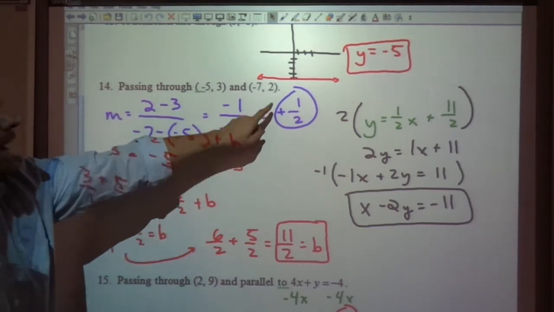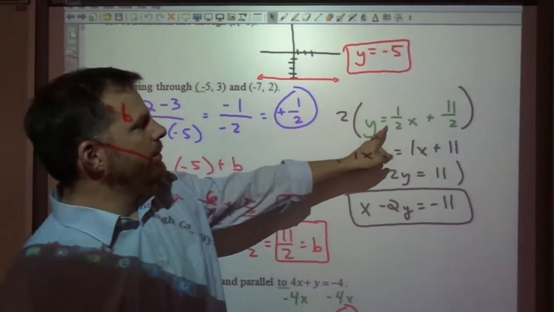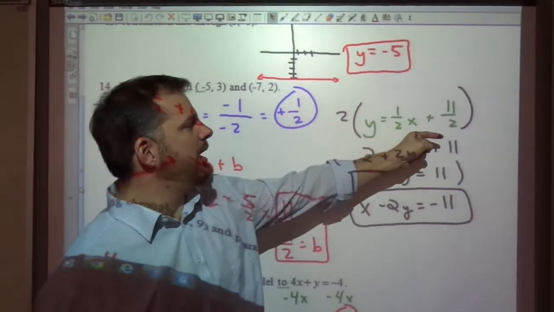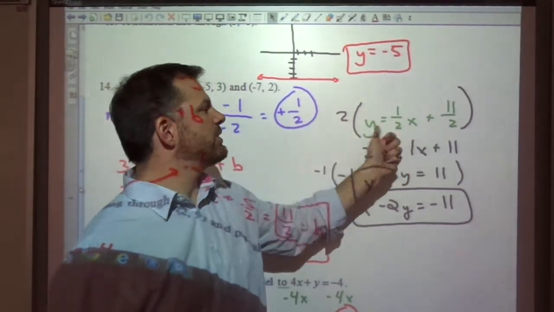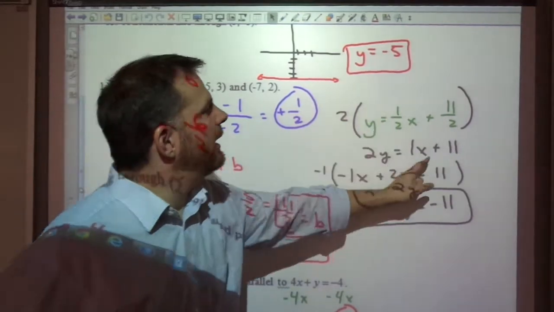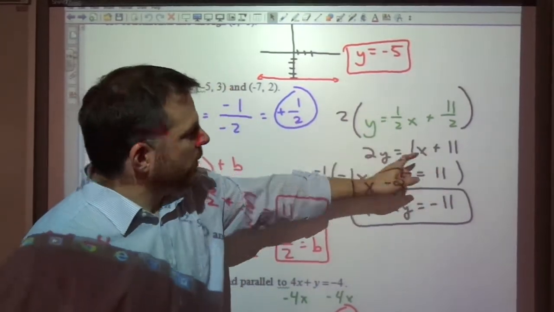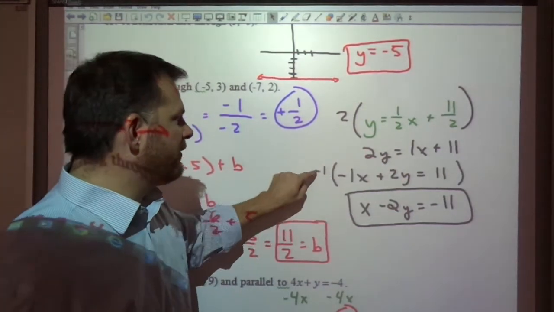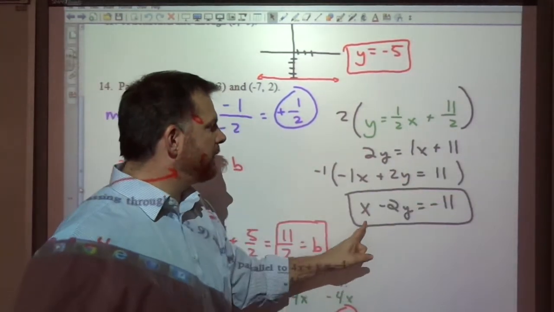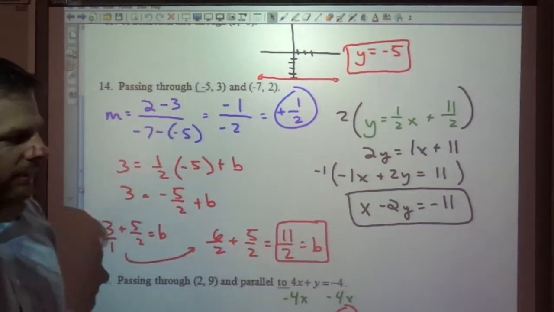Now I have an m, I have a b. I write them into slope-intercept form, y equals mx plus b. And then I need to change this to standard form. I don't like having fractions, so we multiply by 2. Multiply everything by 2. I want x and y on the same side, so I'll subtract the x over here. But I don't want it negative, so I'll multiply everything by negative 1. Here's my equation in standard form.